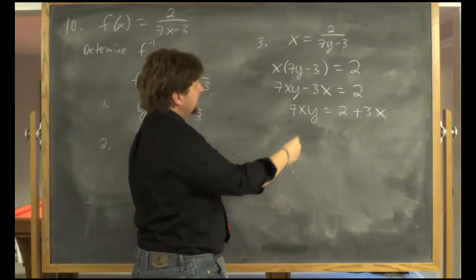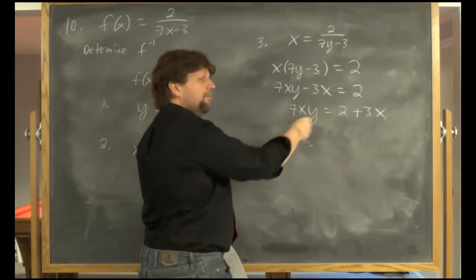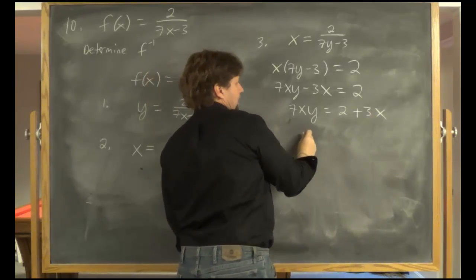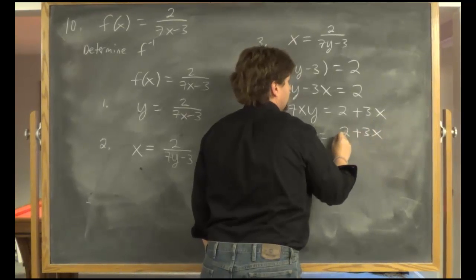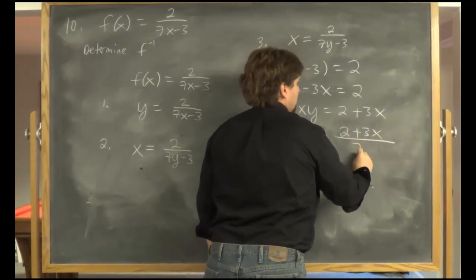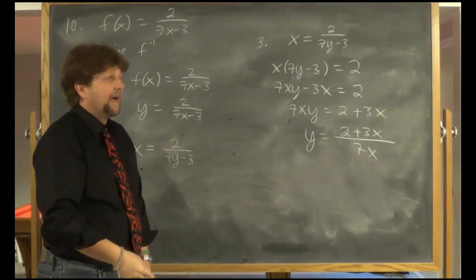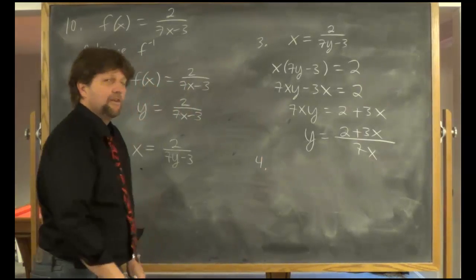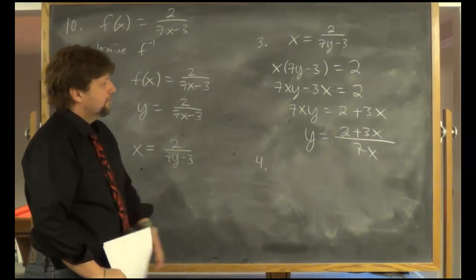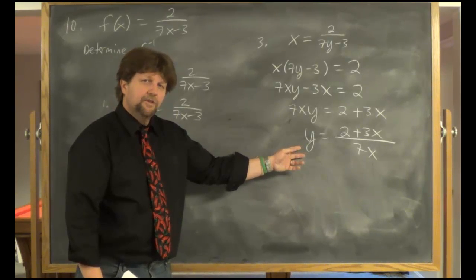And then finally, solving for y, when I get y all by itself, I'll divide both sides by 7x, and that gives me y equals 2 plus 3x over 7x. So I've solved for y. Step 4, it's another easy step. Replace y with the appropriate inverse function notation.